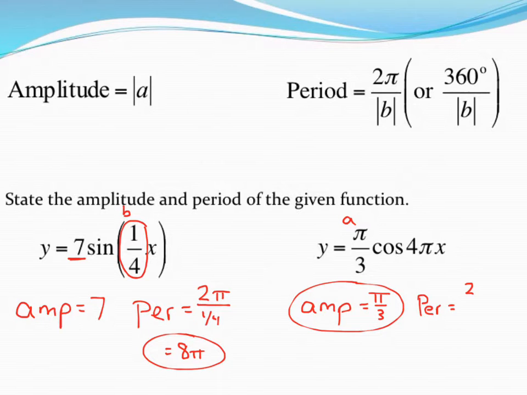Once again, to find the period, take the normal period of a cosine graph, which is the same as the normal period of a sine graph, 2 pi, or 360 degrees if you want to work in degrees, and divide that by my b value. The b value is the coefficient of x. So in this case, 2 pi divided by 4 pi gets me a period of 1/2. So my period's much shorter this time. The graph is going to repeat more frequently.